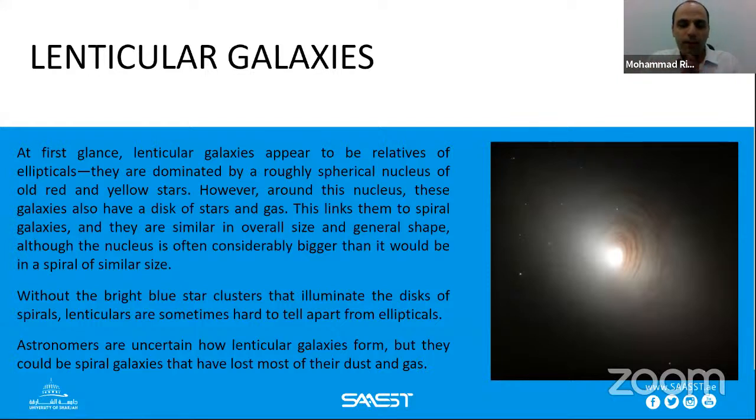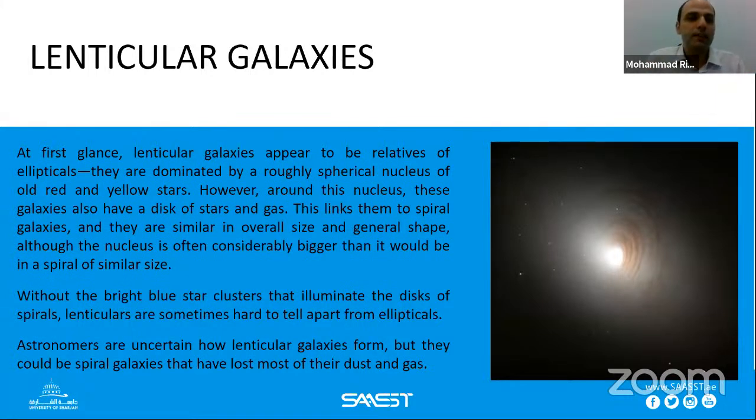So let's go to the connecting class between the spirals and the ellipticals: the lenticular galaxies. At first glance, lenticular galaxies appear to be relatives of elliptical. It is an elliptical, but in contrast to ellipticals, where you find the same shape from any direction, for lenticular, no. If you look at this galaxy face on, or from the top, you will find it as an elliptical. But when you look at its side, you will discover it has a distinguished disk. So it doesn't have the same shape in all directions. It looks like a disk, or like a burger sandwich.